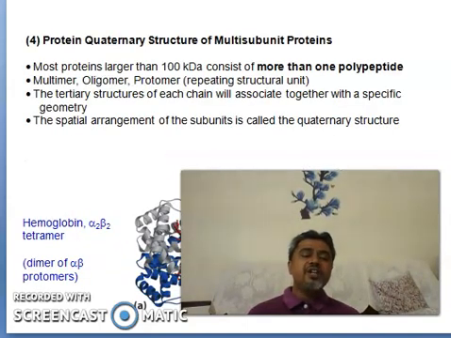Now the protein quaternary structure of multiple subunits, larger than 100 kDa, consists of more than one polypeptide: multimers, oligomers, protomers. Geometrically you will find structures like this, A and B.